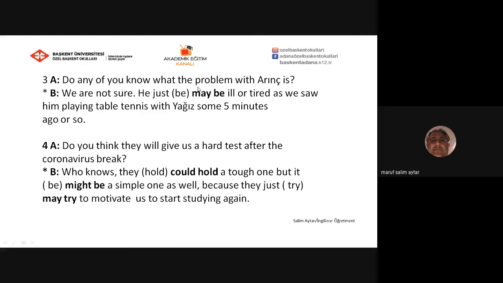Do any of you know what the problem with orange is? You're not sure. He just may be ill or tired, as we saw him playing table tennis with us some 5 minutes ago or so. Do you think they will give us a heart test after the coronavirus break? Who knows? They could hold a tough one, but it might be a simple one as well, because they may try to motivate us to start studying again.